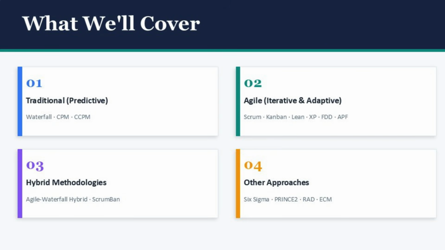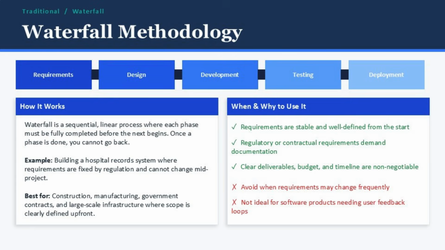Each category solves a different kind of problem. There's no single best methodology, it all depends on your project context. Let's go through each one. Our first methodology is Waterfall, and it's probably the most well-known one in the room. Waterfall is a linear, sequential approach. You complete one phase entirely before moving to the next.